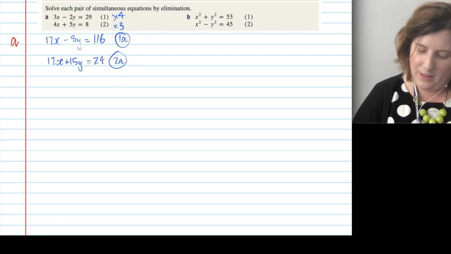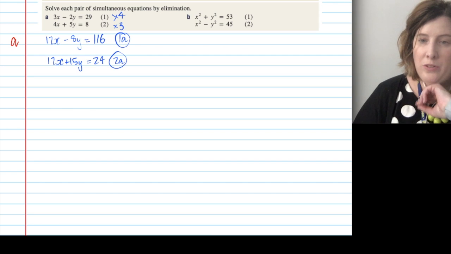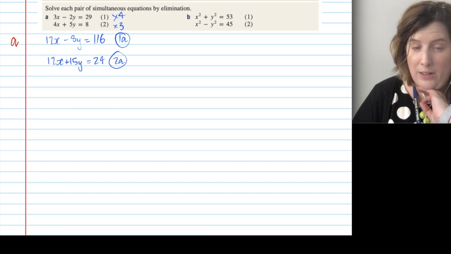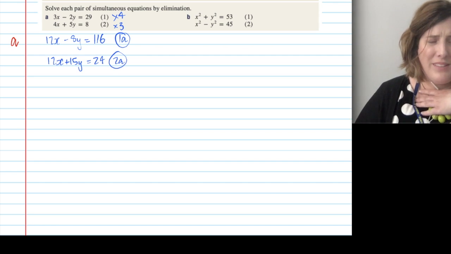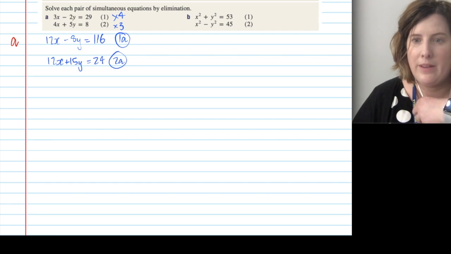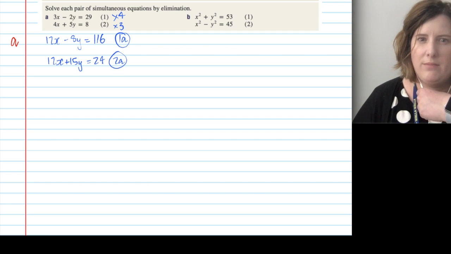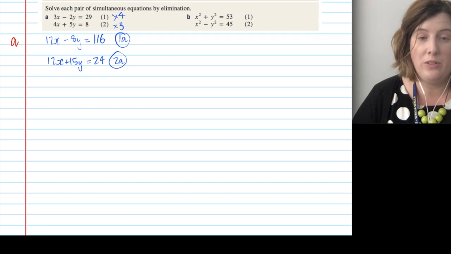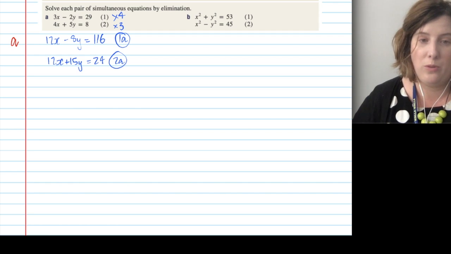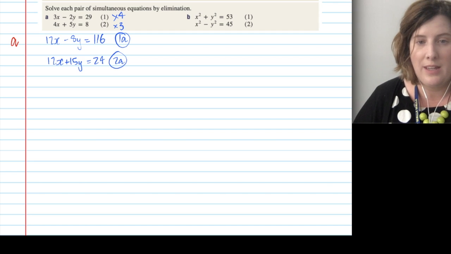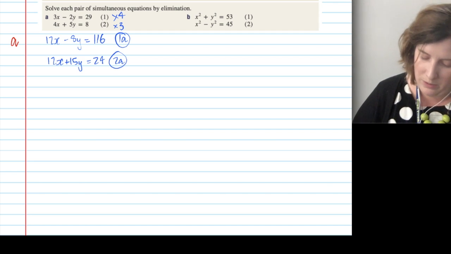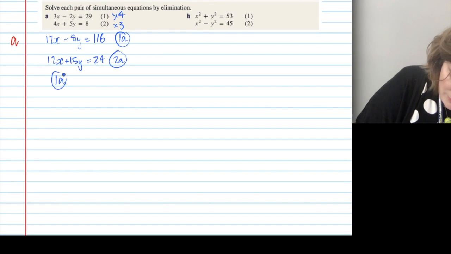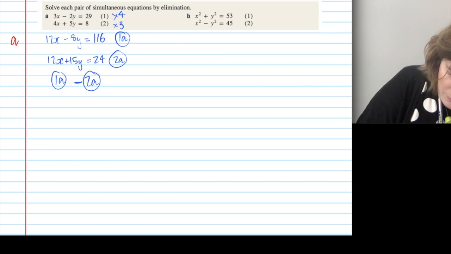Now, if I added these two equations together, I'd end up with 24x plus 7y equals 140. But that's not going to get rid of any of the variables. What I could do instead is subtract the two equations. So I'm going to get that top equation and subtract the bottom equation, 1a minus 2a.